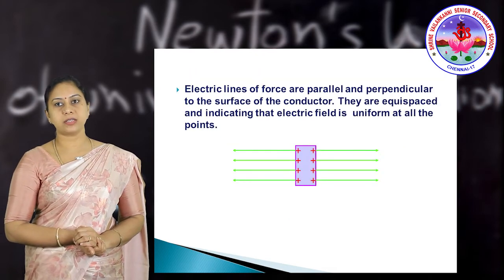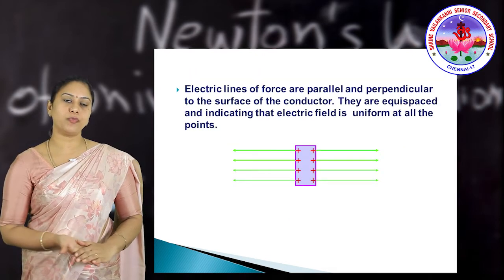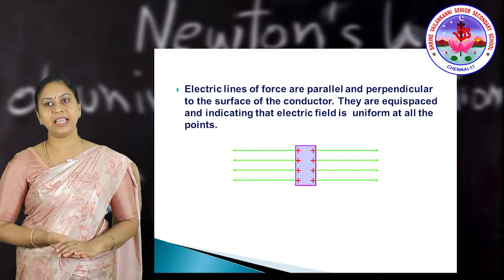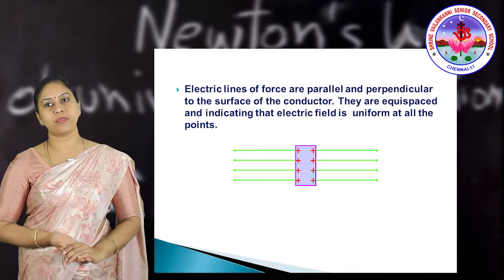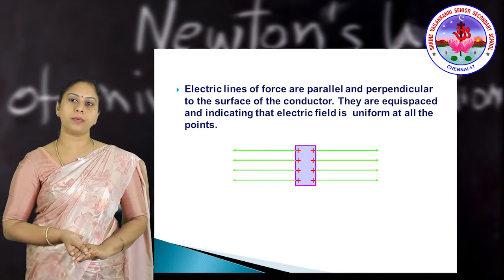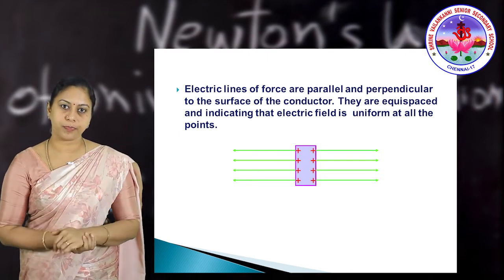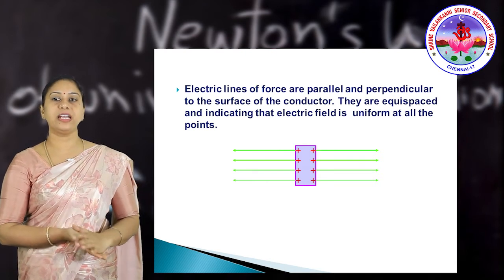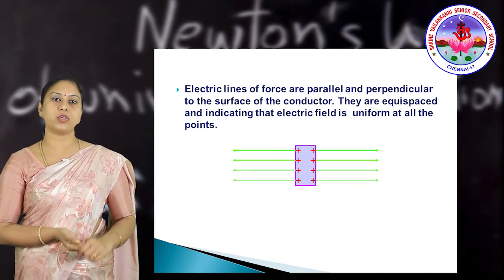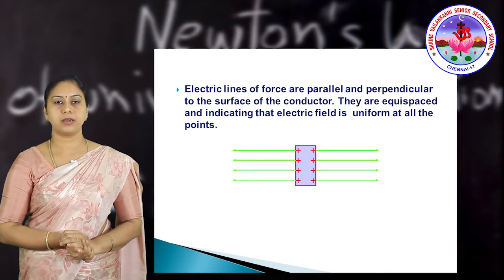The next one: electric lines of force are parallel lengthwise and perpendicular to the surface of the conductor. That means they are equispaced, and it indicates that the electric field is uniform at all the points.